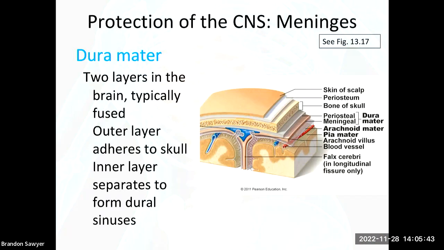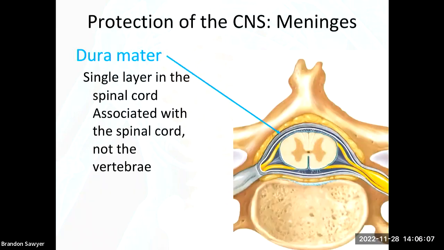Okay, the dura mater typically has two layers, especially in the brain. The outer layer is actually just fused with the skull. So there's the periosteal layer and the meningeal layer. That's the dura mater on the outside, right? So we can see this part that's all just kind of fused with the skull, and then there's the inner part. Okay, and then moving on.